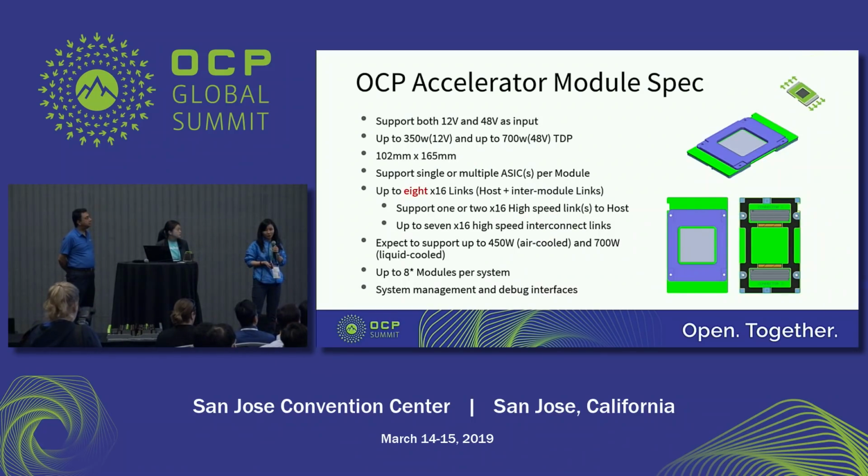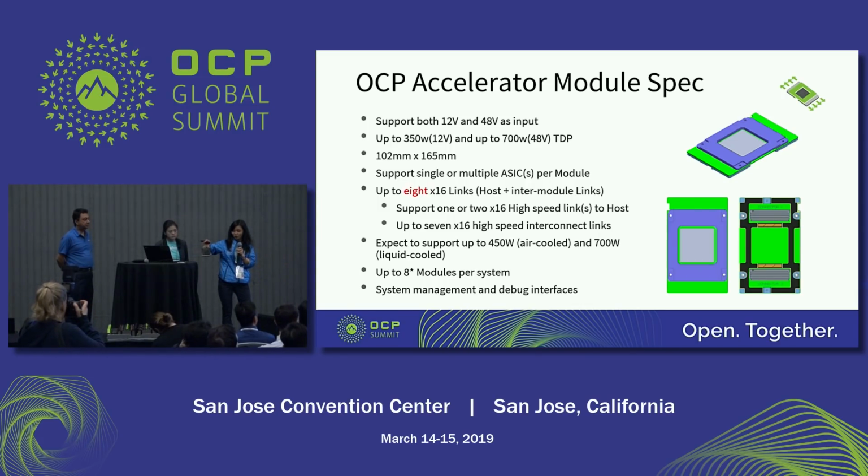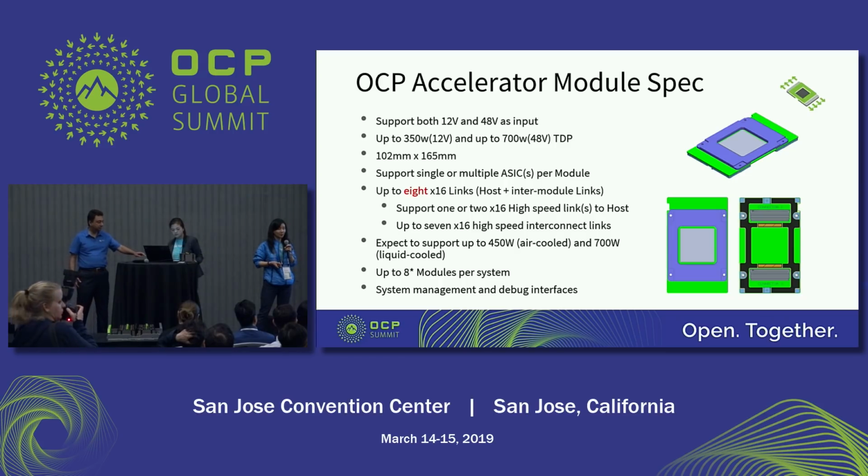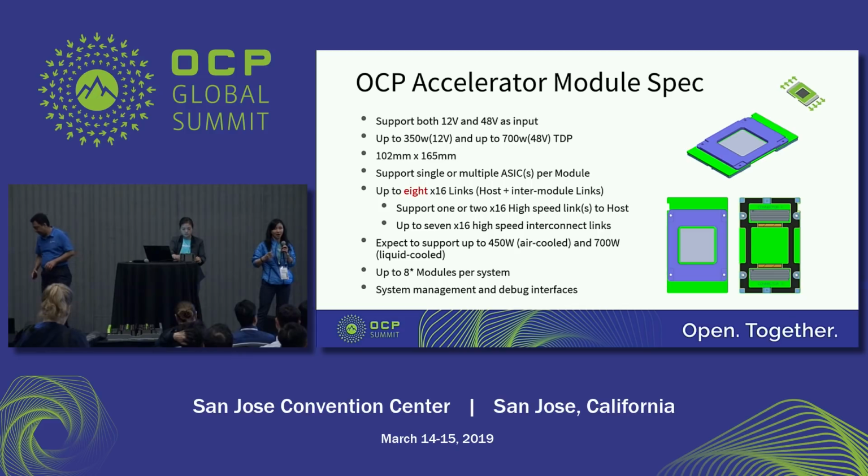This is a high level of the spec. As you can see, we have the module here together with the heatsink design, and the module is 112 by 165, which is a little bit bigger. We had a lot of discussion about how big it should be. We also considered the future ASIC design trend, and we had a lot of discussion and collaboration with the industry to define the dimensions of it.